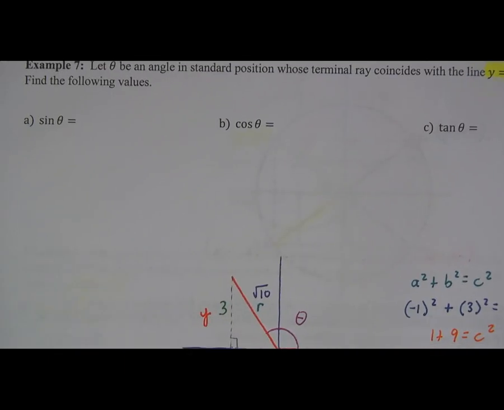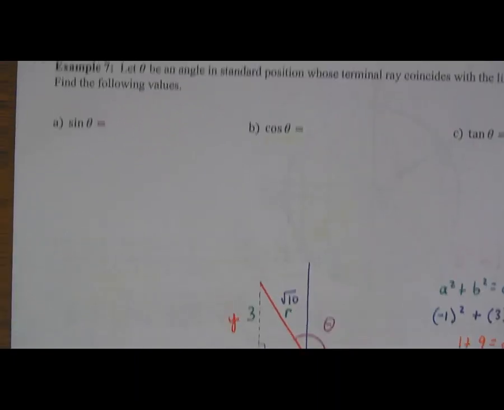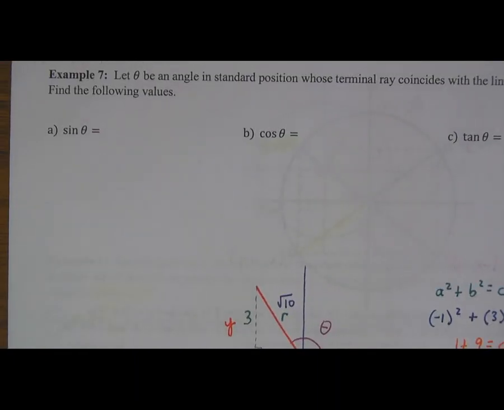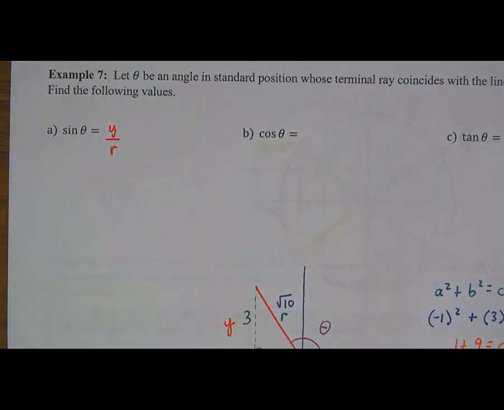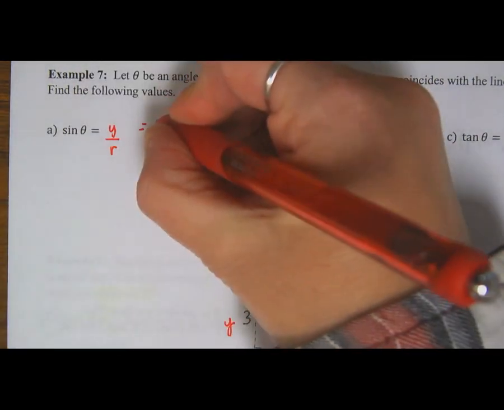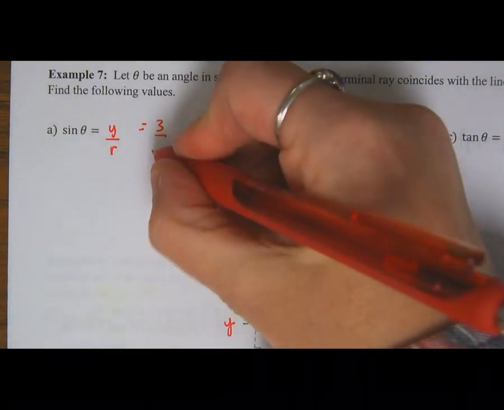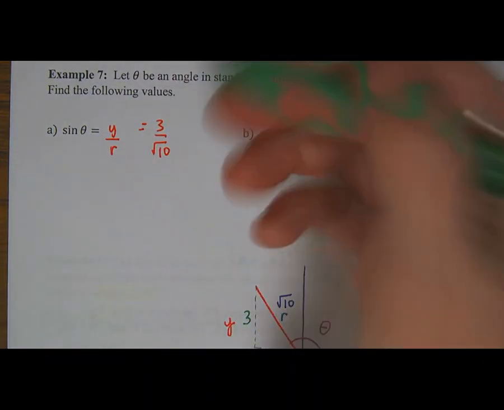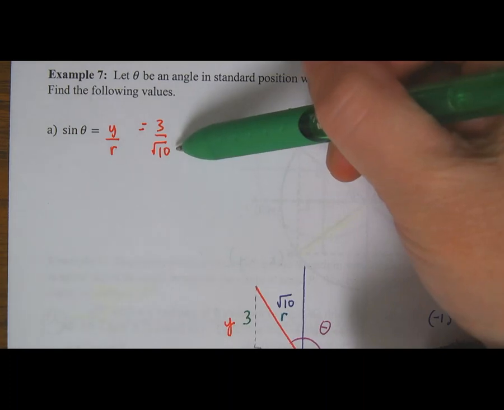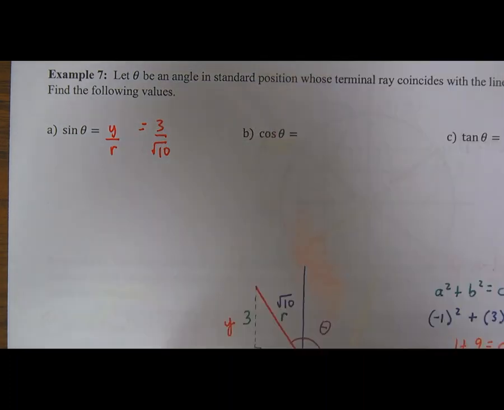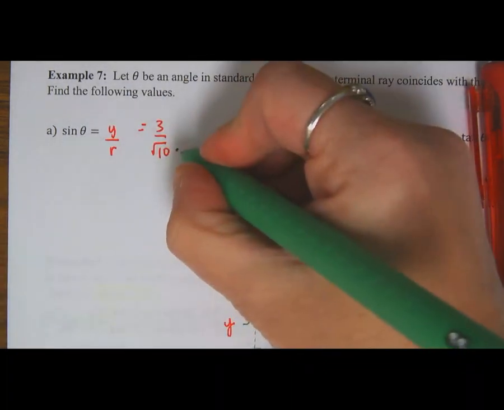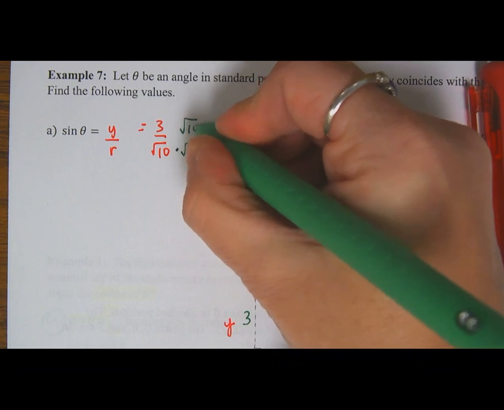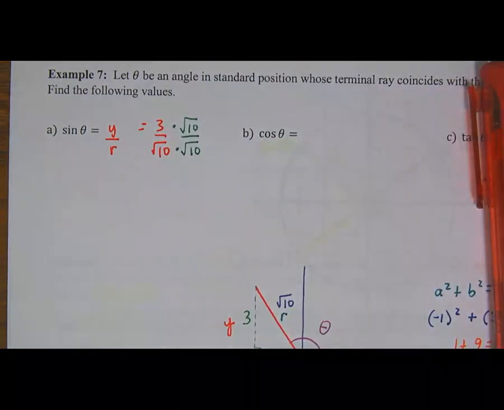Find sine theta. Well, you just went to lunch and came back. Do you remember what the little ratio is for sine? Is it y over r or x over r? It's y over r. And what's y in this picture? 3. And what's the radius? Root 10. If you've already done my extra credit, you know that you can't have a radical in the denominator. How do we get rid of root 10 in the bottom of the fraction? Multiply by another root 10. And what you do to the bottom of the fraction, you do to the top, just to keep it even.